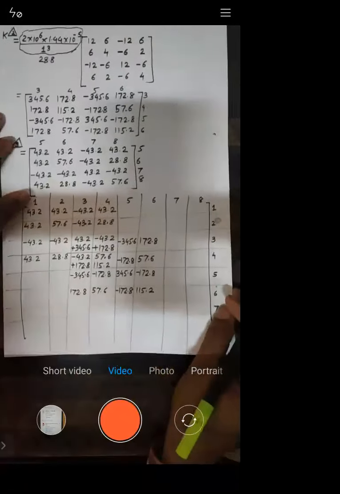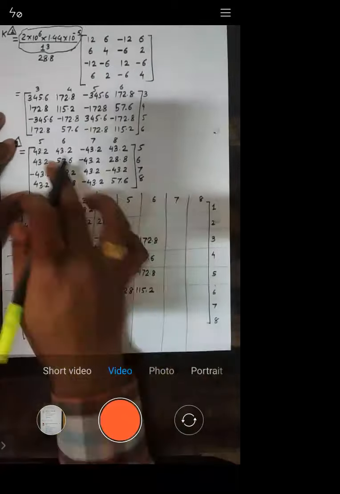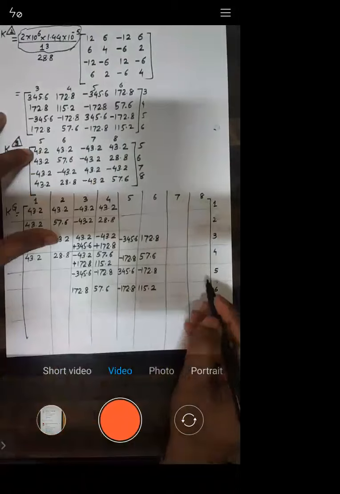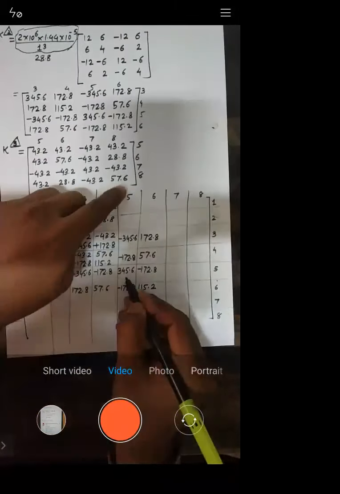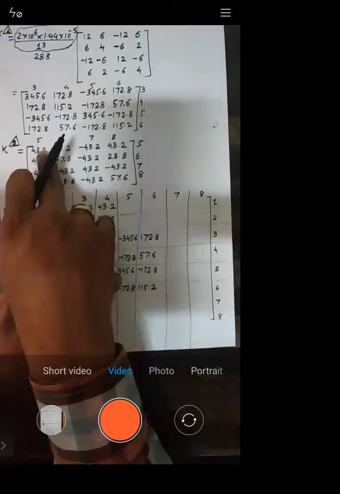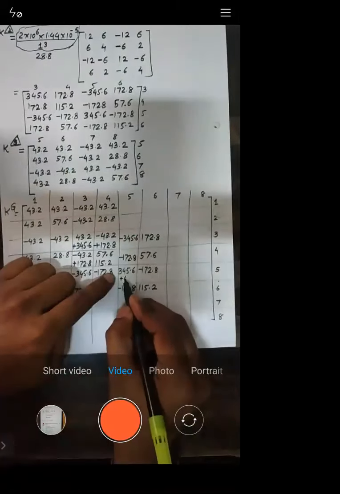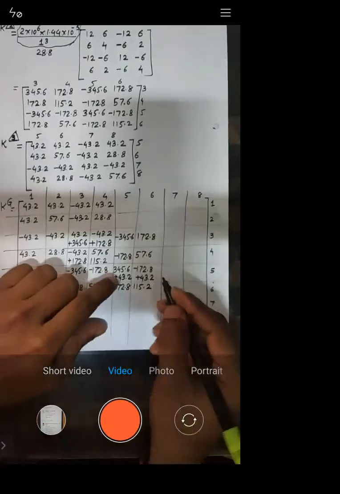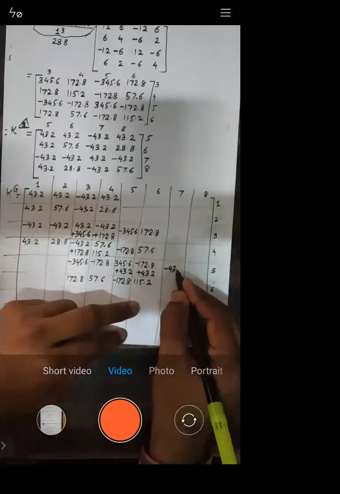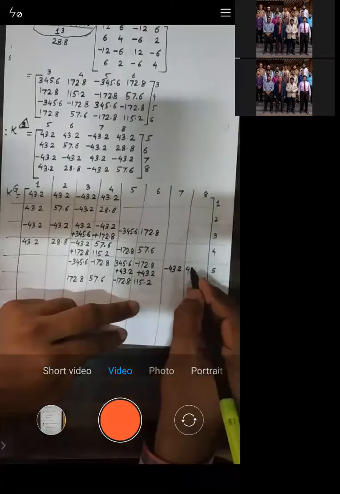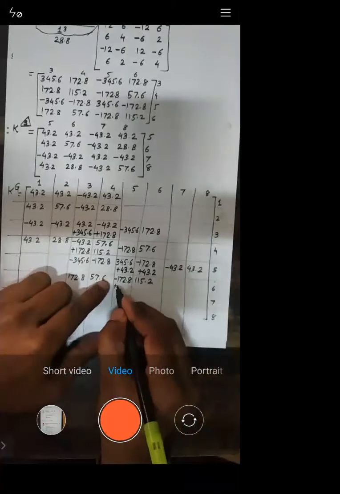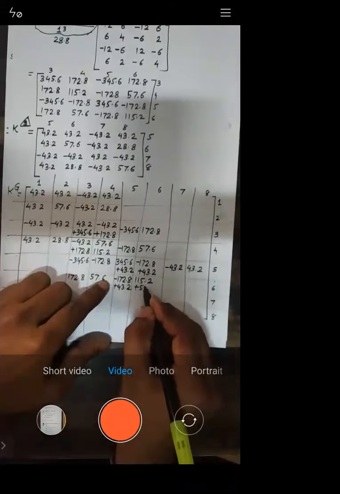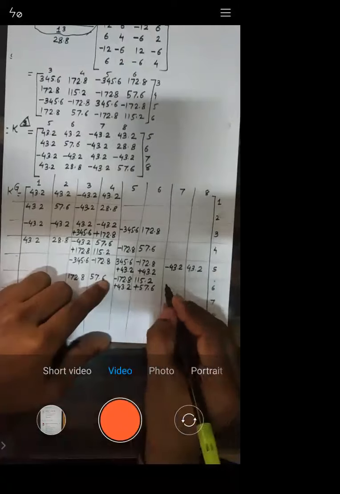Yes, sir. Now we need to start with this 5, 6, 7, 8. You get the starting point 5, 5. So at location 5 and 5, see this is 5, this is 5. This is the location from which I can start. So it is plus 43.2. Here again plus 43.2. Here minus 43.2. Here 43.2. Here plus 43.2. Here plus 57.6.